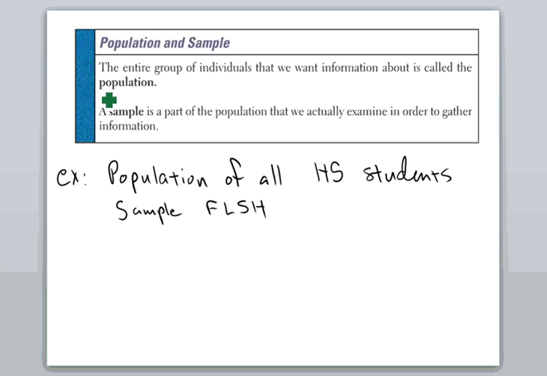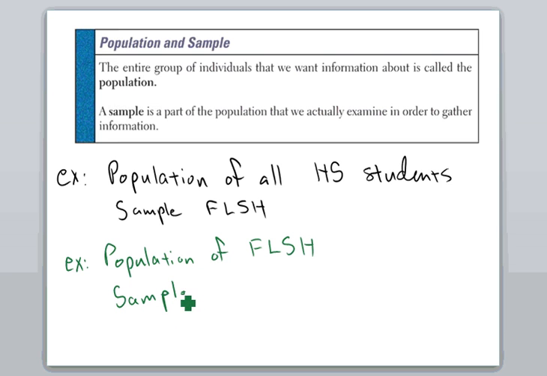When it comes to populations and samples, they can vary. So maybe we actually want the population of all Forest Lake Senior High School students. And the sample we're going to look at is, let's say, seniors. So in one case, the sample was Forest Lake Senior High, but in the other, Forest Lake Senior High is the population.